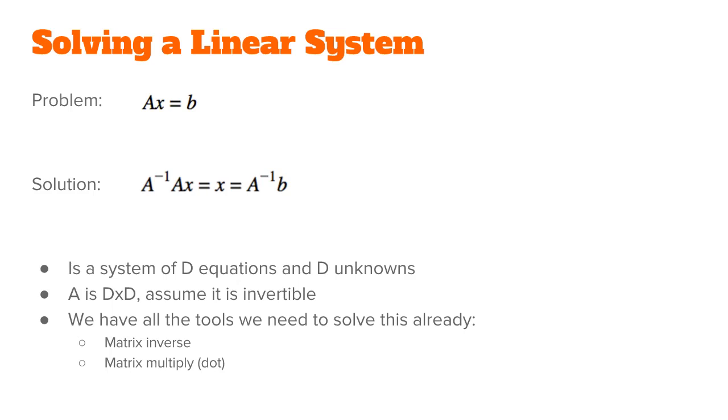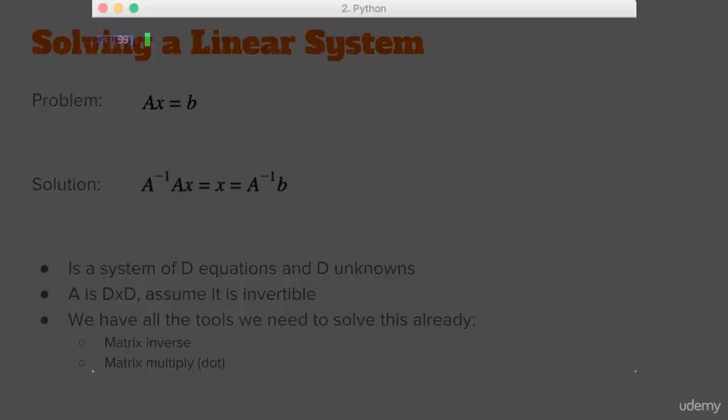In other words, if the dimensionality of X is D, then we have D equations and D unknowns. So this should be pretty simple because we already have all the tools we need to make this calculation. You already saw how to do a matrix inverse, and you already saw how to do matrix multiplication. So those are the two things we need here.